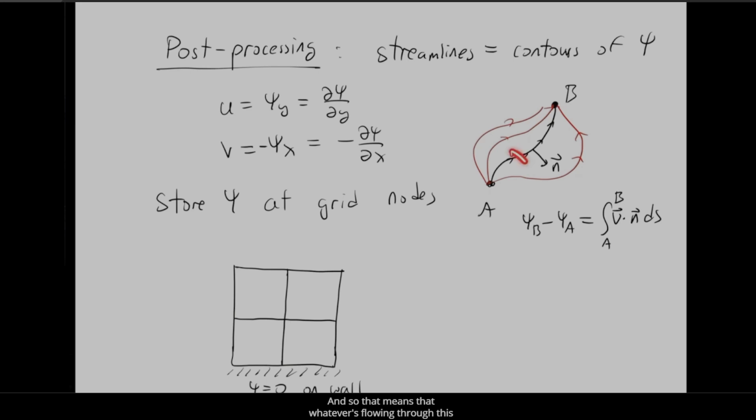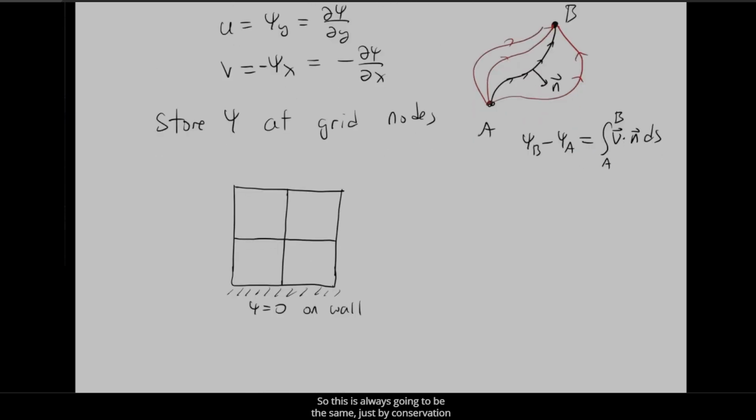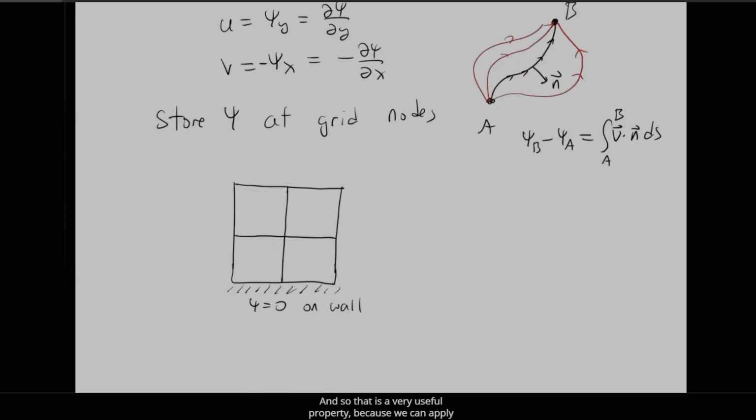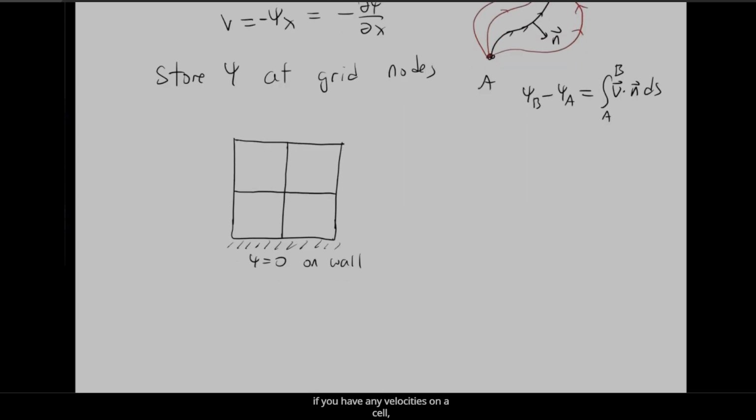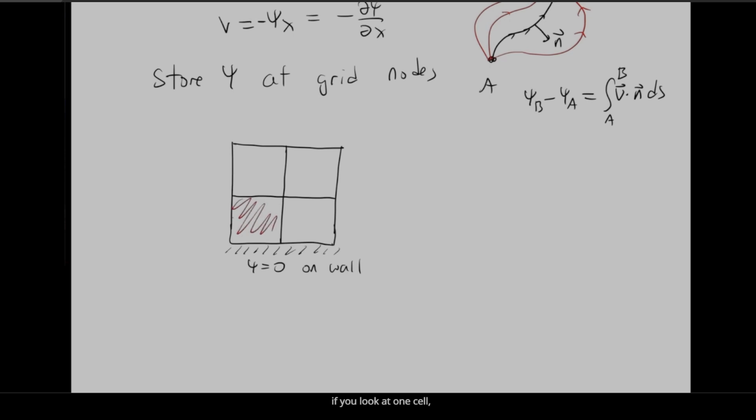And so that means that whatever's flowing through this black line is also flowing through this line right here, because I could choose my control volume to be that in-between space. And so whatever flows in has to flow out. So this is always going to be the same, just by conservation of mass. And so that is a very useful property because we can apply it in a discrete way, because we do satisfy conservation of mass in a discrete way. That is, if you look at one cell, I'm going to store u's and v's at these points, and they're going to be divergence-free in a discrete way.